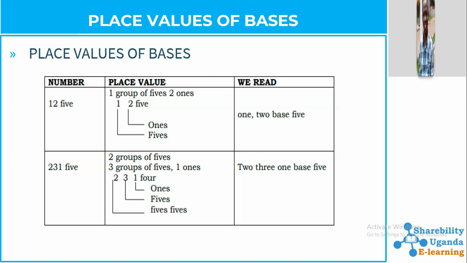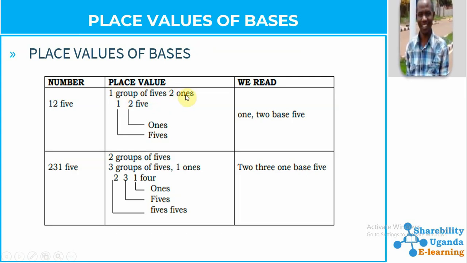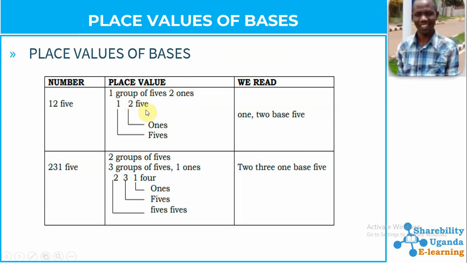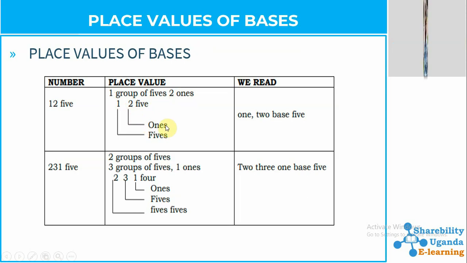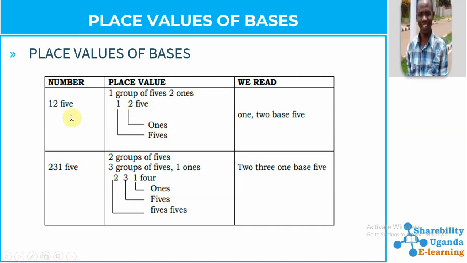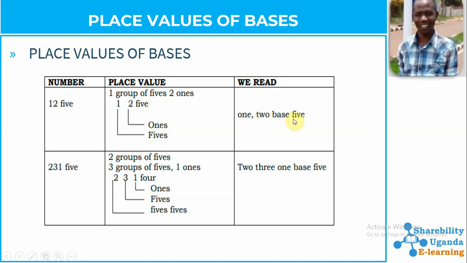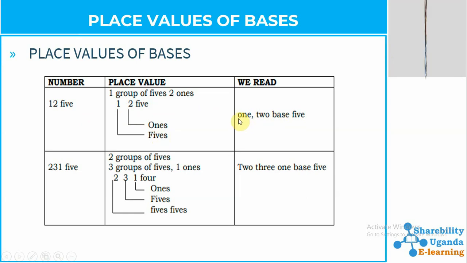So in grouping them or giving them place values, we shall be able to say one group of 5s, then two 1s. So in arranging them, our 2 in base 5 is going to be in the 1s. That's why we are reading it as 2 1s, then one group of 5s, because it is in base 5. So in reading them, we say 1, 2, base 5.